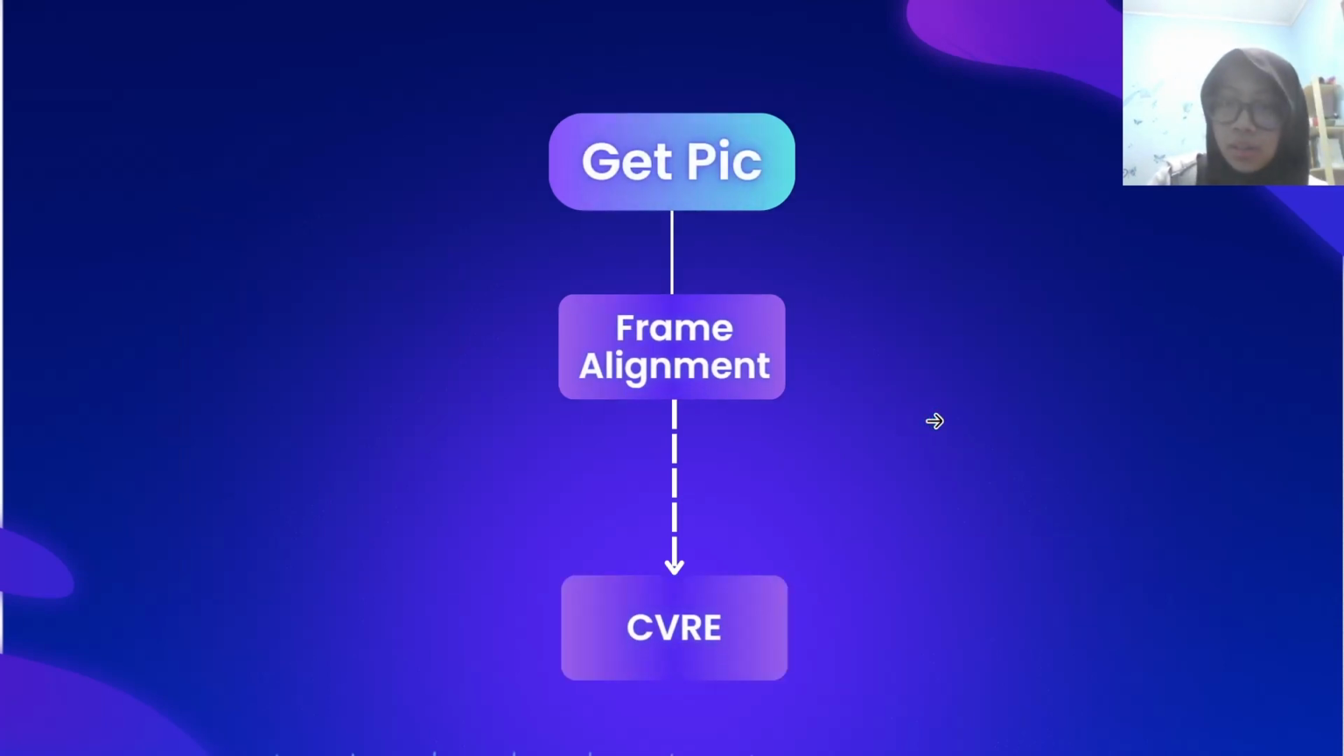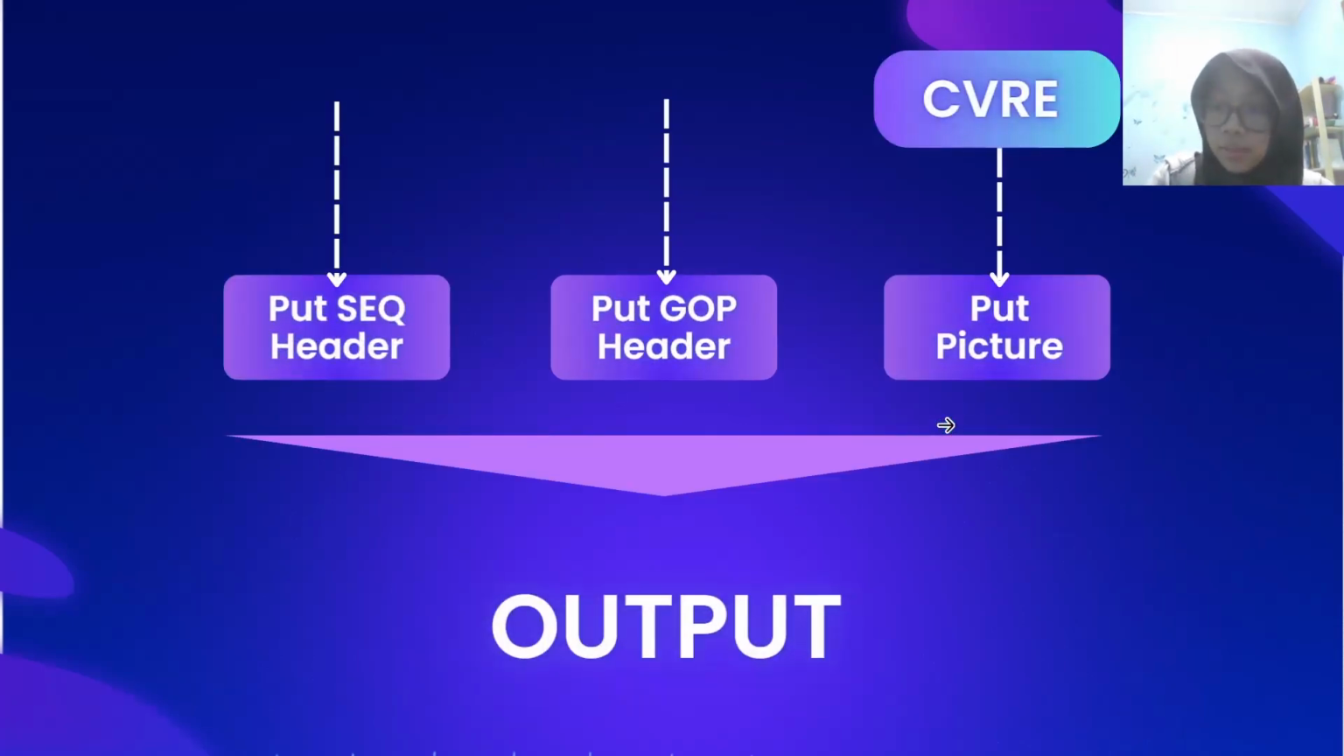Next, we'll talk about get pic. This functionality obtains the picture's information, which is the syntax detail and the DCT block data from the video stream. And then we can align and adjust the frames by using the frame alignment functionality. And this CVRE is a specialized engine designed for detailed editing operations on compressed video streams. Next, everything that we get from the previous process is then combined into a final output, which is the compressed video.